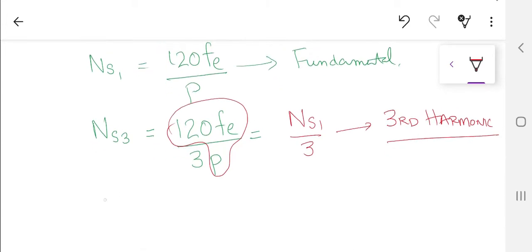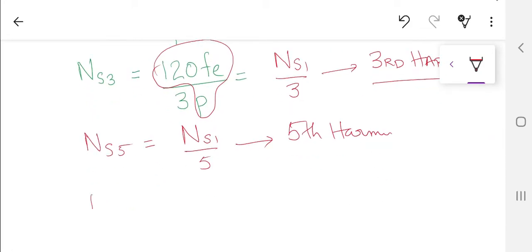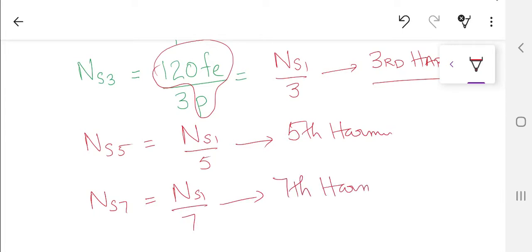And if I do the very same for Ns5, this is going to be Ns1 divided by 5, so this is the fifth harmonic. And if I'm interested in Ns7, this is going to be Ns1 divided by 7, so this is the 7th harmonic speed. So what is happening as I increase the order of the harmonic is that the speeds are decreasing.